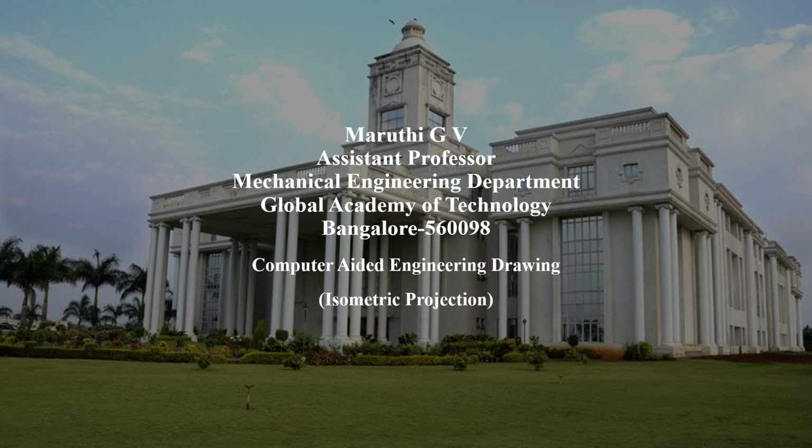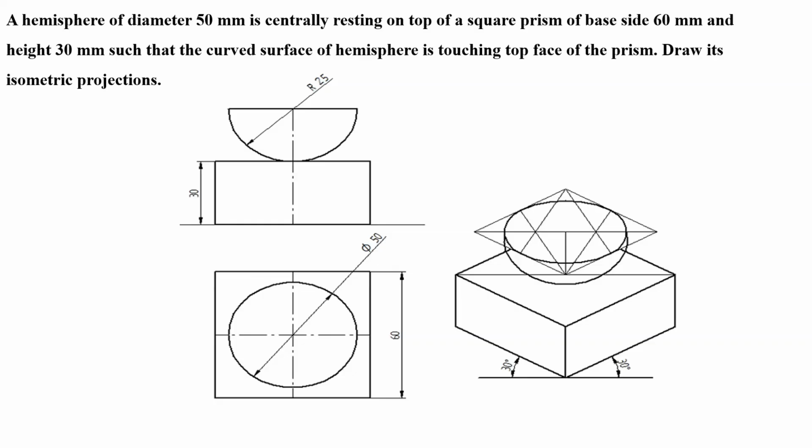Today I am going to explain one important problem on isometric projection. The problem statement is like this: a hemisphere of diameter 50 mm is centrally resting on the top of a square prism of base side 60 mm and height 30 mm, such that the curved surface of the hemisphere is touching the top face of the prism.